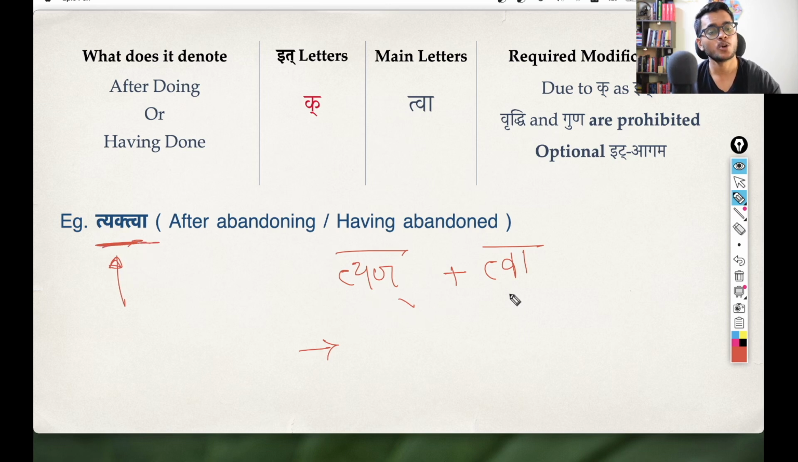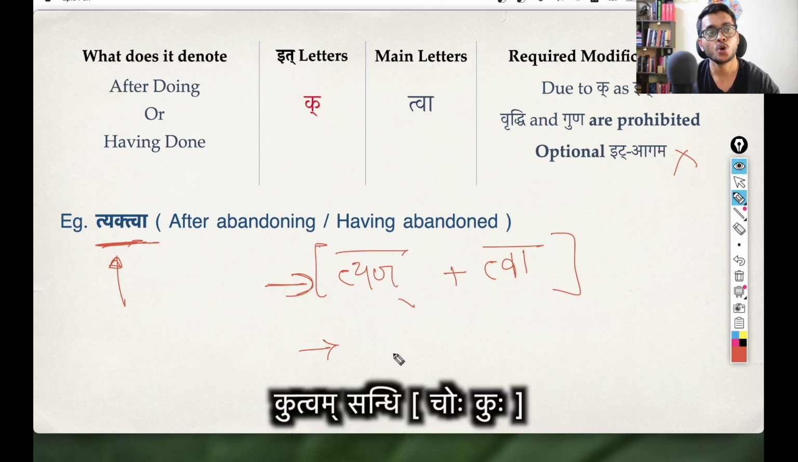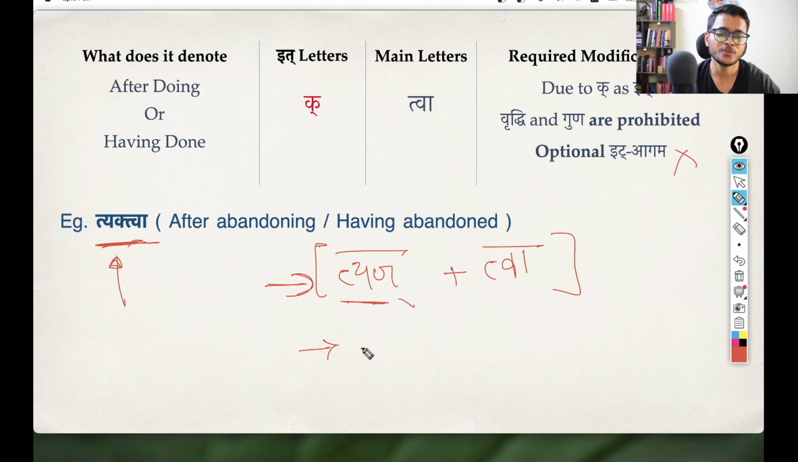So tyaj dhatu is modified using the twa suffix. And since this tyaj is also an anit dhatu, the it agama also is not possible. So we are going to simply combine them together, but we will check for any sandhi. And between tyaj and twa, there is a sandhi possibility. That is choho kuhu sandhi, kutva sandhi, due to which this tyaj will change into tyag. Basically, due to this sandhi, the cha varga consonant changes into the ka varga consonant.